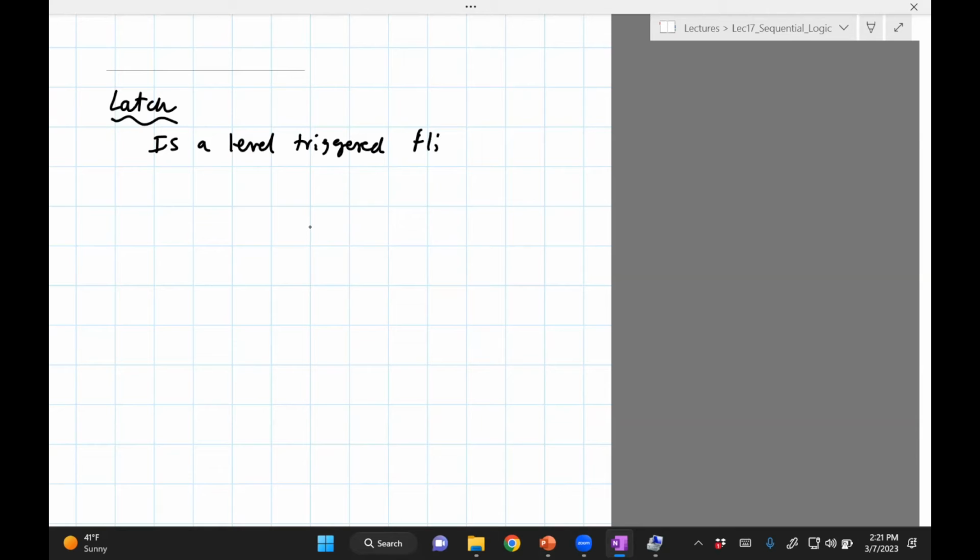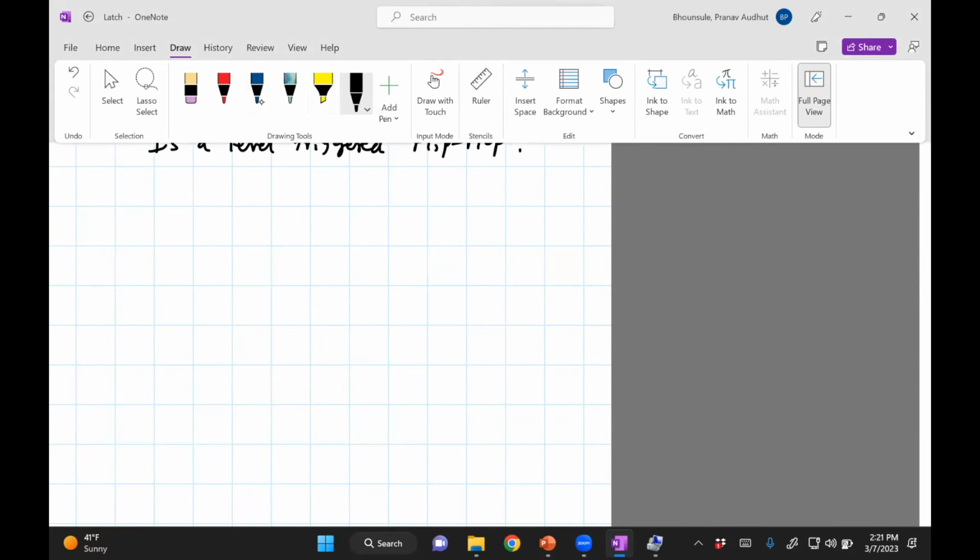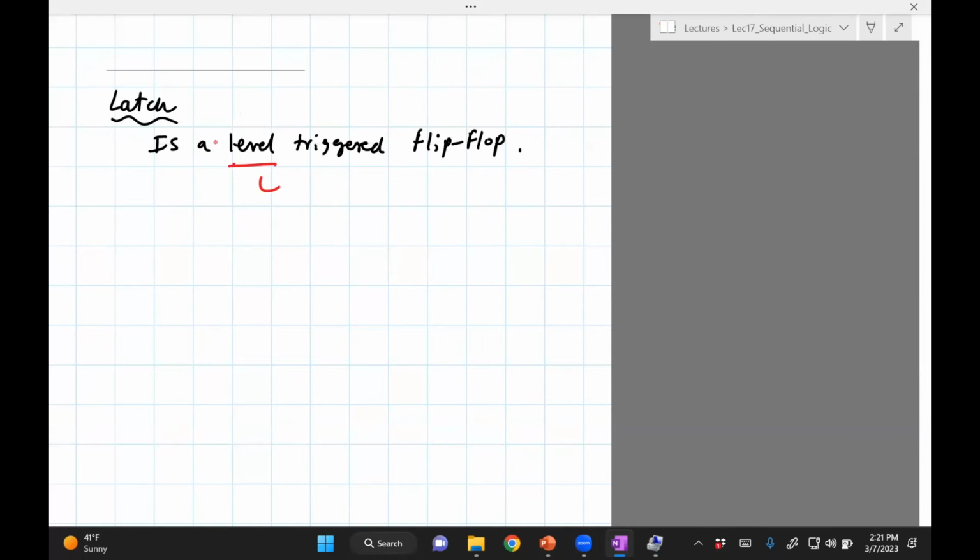triggered flip-flop. That is, it could be triggered when clock is high or clock is low. It's not just triggered by the edge from the clock going from 0 to 1. Okay, so this is triggered. So level means 0 or 1.